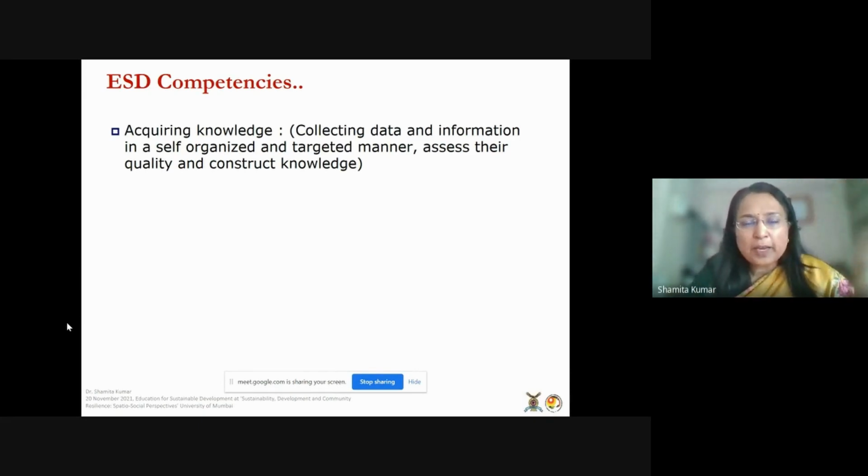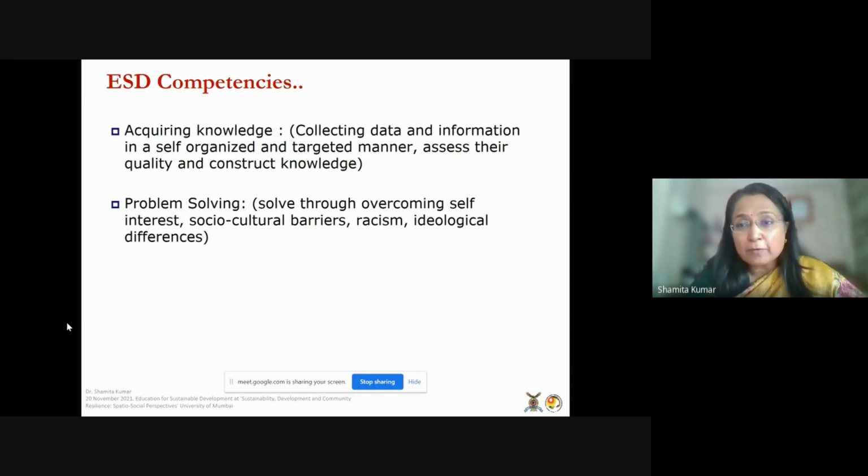We have so much fake news now. Even I find it difficult to distinguish fake news from true news. But is that an important aspect of ESD? Yes. So the ability to assess the quality of information is important. And is that a key competency of any of our education courses? Yes, it is. And that's good enough for ESD as well.